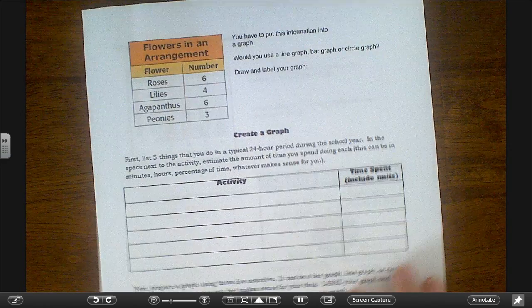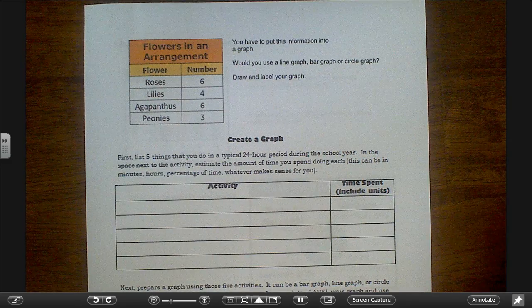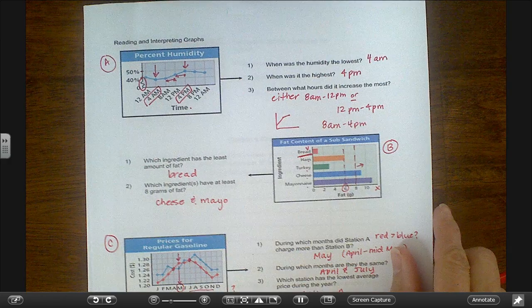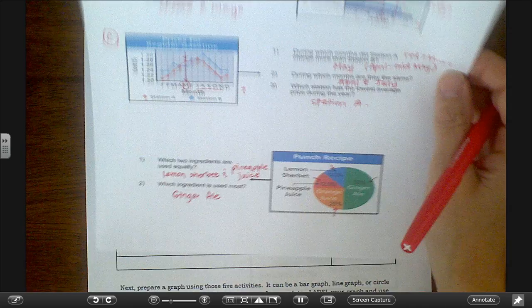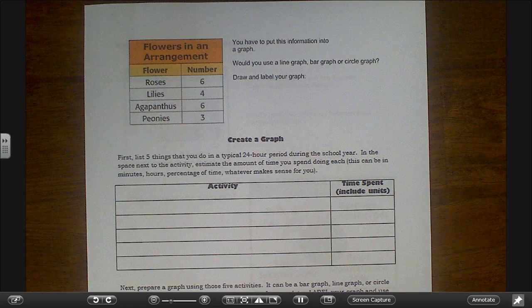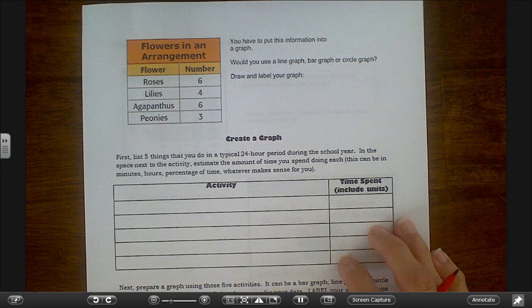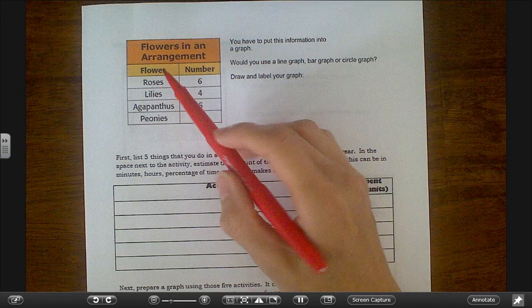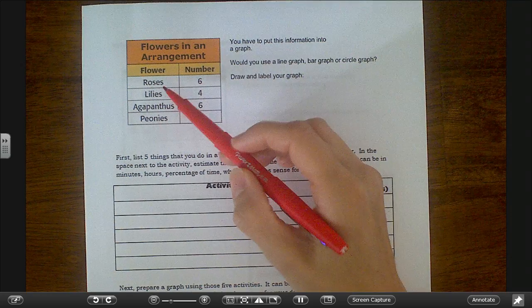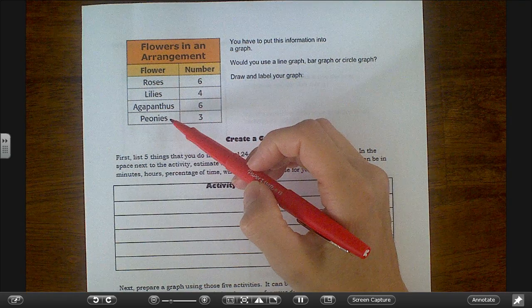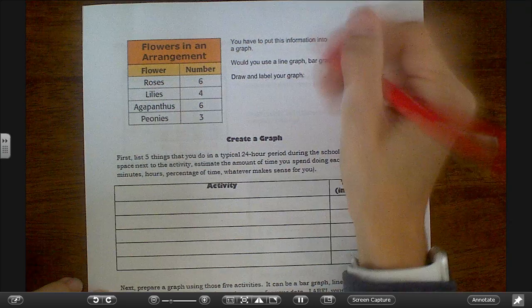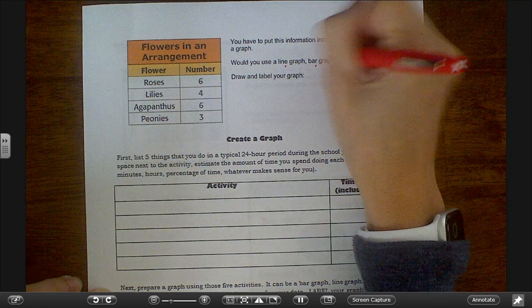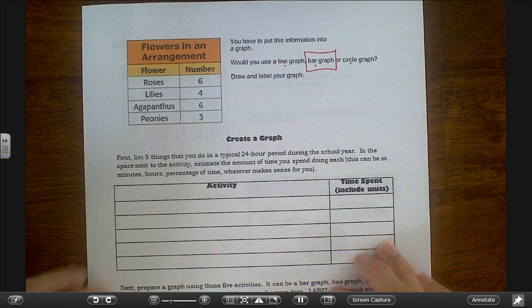Let us move on. Sometimes we'll have to actually make our own graphs. Again, we have bar graphs, line graphs, and circle graphs, and you can choose which one you want to make in some of these. So we have flowers in an arrangement. We have 4 different numbers of roses, lilies, agapanthus, I think, and peonies. Would you make a line graph, a bar graph, or a circle graph? Personally with this data set, I would make a bar graph.